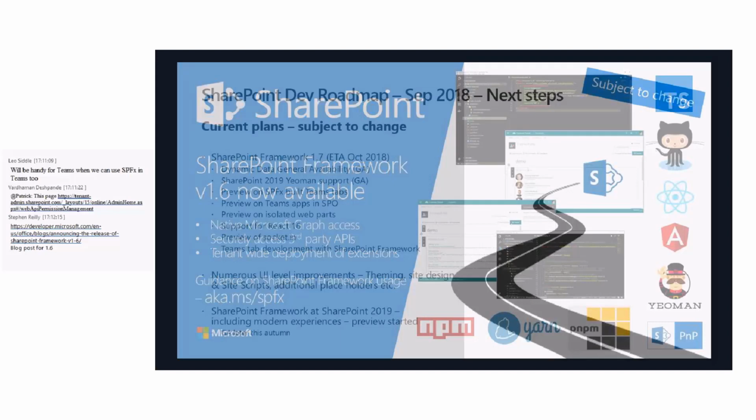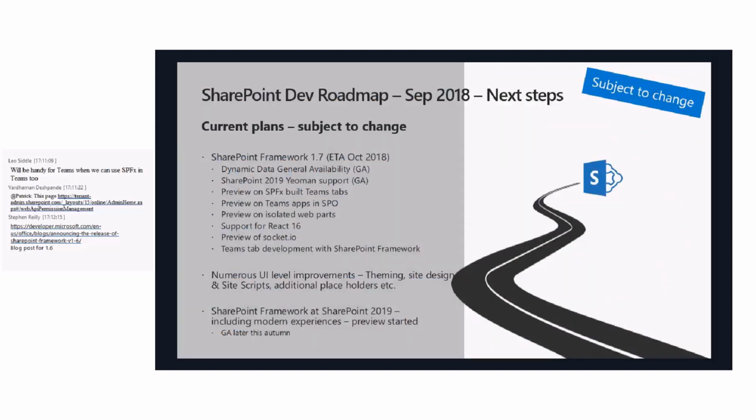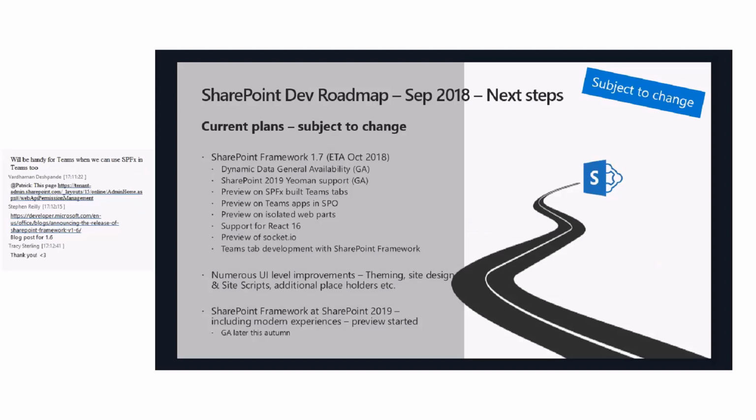Just a quick look at the roadmap. So 1.7 of the SharePoint Framework is really the next one on the SharePoint Framework side. And there's quite a lot of things which we're planning to get in there. This isn't a promise. It might be that not all of these things will be available there. But we're looking into having dynamic data general availability. This is the component-to-component communications. SharePoint 2019 Yeoman support. It's already implemented, but it missed the train for 1.6.